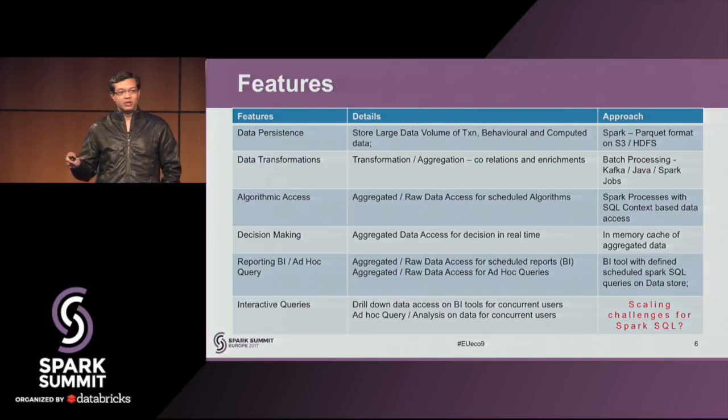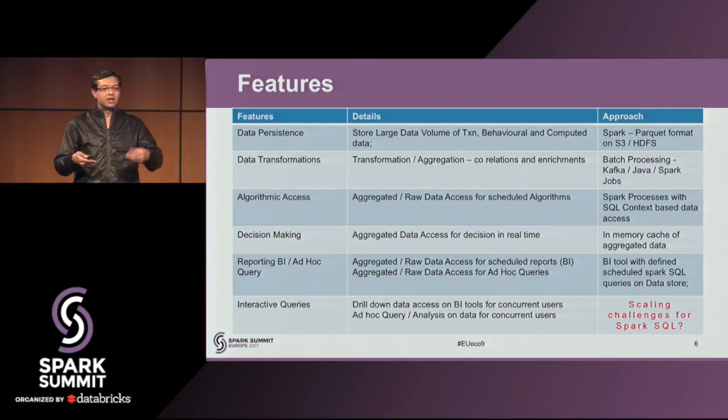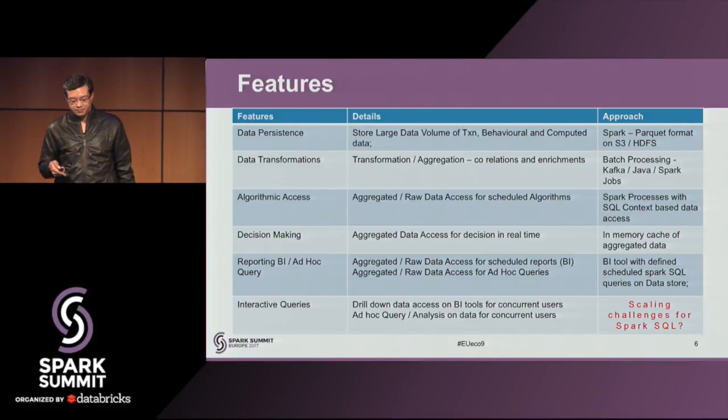With interactive queries, you don't know what someone would fire. Someone can fire a bad query, someone can fire a big query, and how it would hog up your resources. And if someone has to run a really simple query, then what would it take? How would he get the resources? How to prioritize resources between these two? So that's where we were facing issues of how to scale the system.